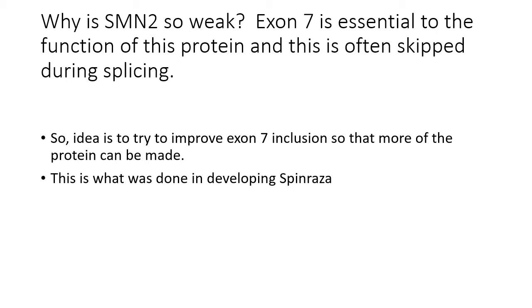So the idea here is to try to improve the inclusion of exon 7, trying to kind of fix up the SMN2 gene so it's not so weak anymore, so that more of the protein could be made. And that is what was done. But this depends on a careful analysis and understanding of the splicing process in order to figure out how to fix it to make exon 7 become included.